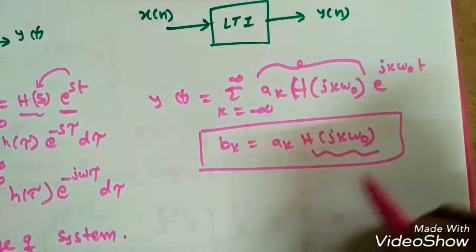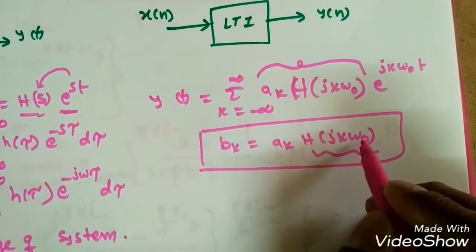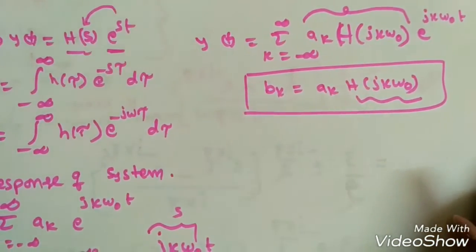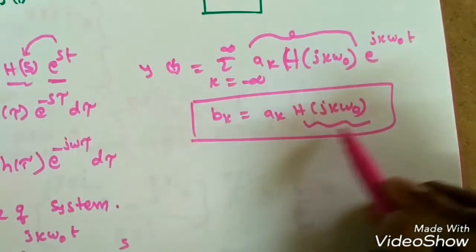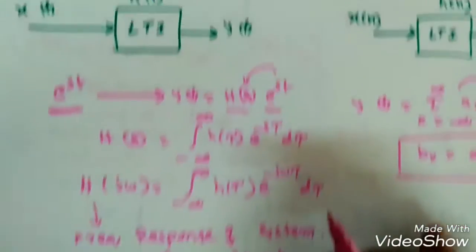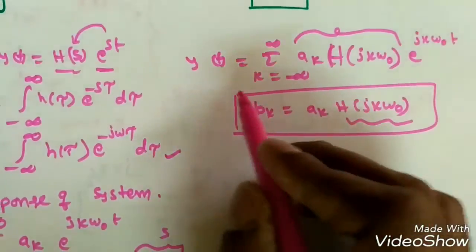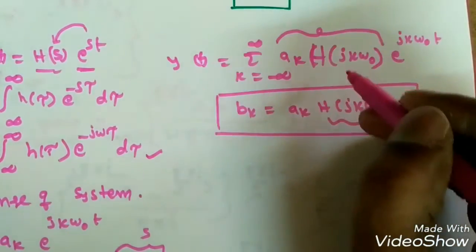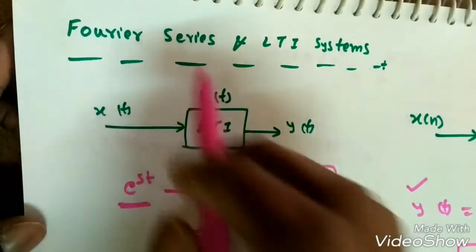I told you this is a constant, right? If I substitute j k omega naught in place of s, this H of s will become a constant value. So when you want to find the output response Fourier series coefficients, we need the frequency response, or the response of the system, that is h of t. Once I know h of t, by using this formula I can find H of j omega. Then to find y of t, we substitute b_k here. First we find the Fourier coefficients, then we substitute, and then we get y of t, right? So that is the usefulness of this Fourier series.